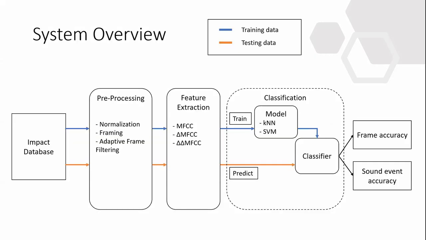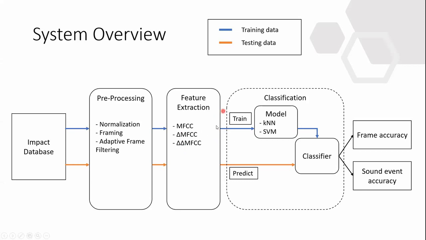First, a system overview. We can see here that there are three main parts to our system. There is the pre-processing stage, the feature extraction stage, and the classification stage. First, our impact database, made of nine classes, is divided in two parts, the training data and the testing data, which goes to our pre-processing stage to be shaped and filtered in the right way. And then the filtered frames go to our feature extraction stage, where we extract the MFCC, delta and delta-delta MFCCs.